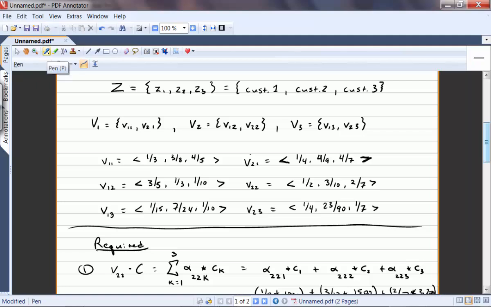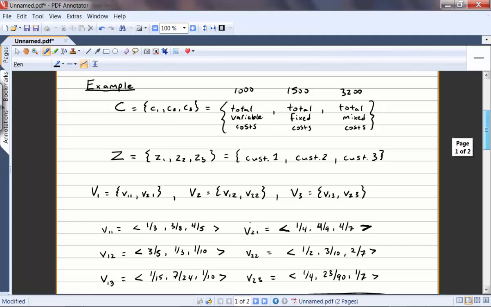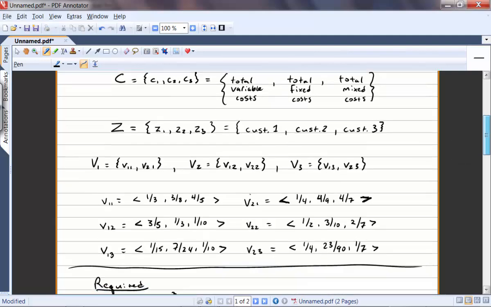Which customer is costliest in terms of variable costs? Variable costs are the first costs right here. They're in the first position. So let's just look for weighting scheme 1, just for these. This is weighting scheme 1, and this represents weighting scheme 2. Pardon my messy handwriting.